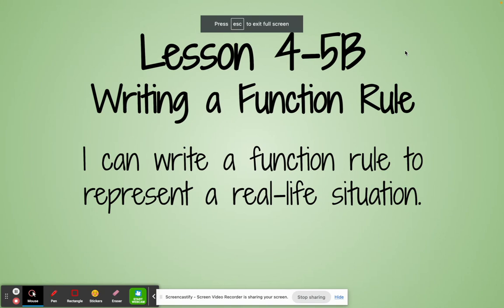Hi everyone, today we're doing lesson 4.5 part B. We're going to write a function rule to represent real life situations.